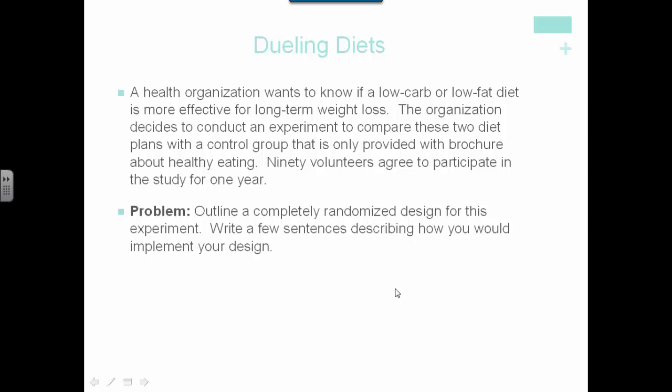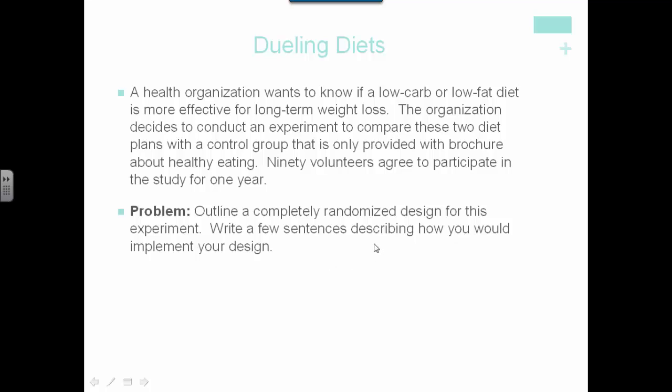A healthy organization wants to know if a low-carb or low-fat diet is more effective for long-term weight loss. The organization decides to conduct an experiment to compare these two diet plans with a control group that is only provided with brochures about healthy eating. 90 volunteers agreed to participate in the study for 1 year.